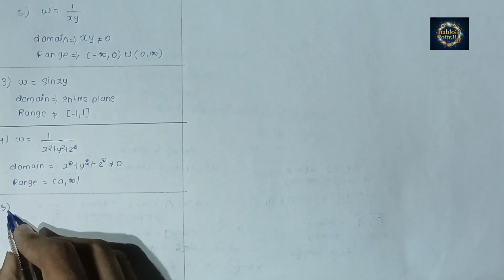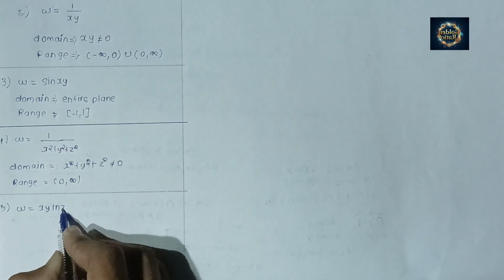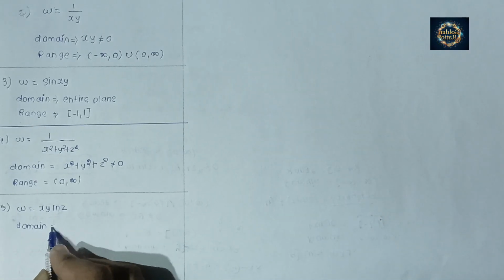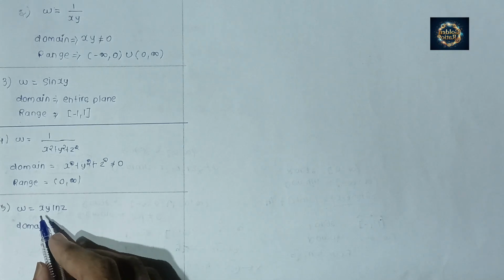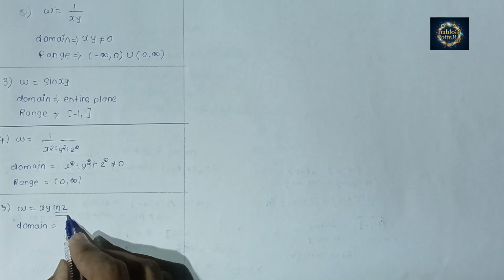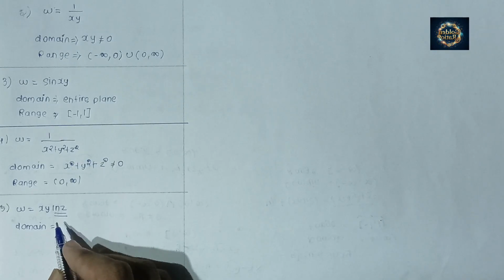Fifth question is w equals x times y times ln z. So what will be the domain and range in this case? Here there won't be any restriction for x and y, but there is an ln z, and we know that the ln of any negative number gives a complex number. So the complex number is not included here.